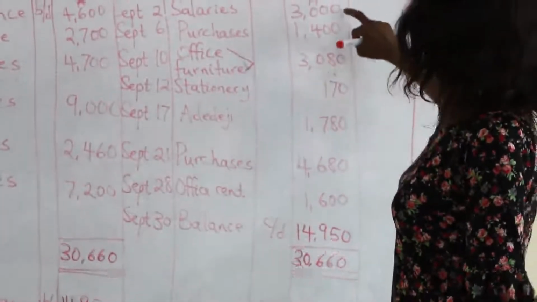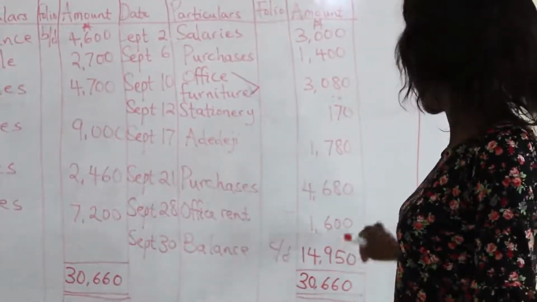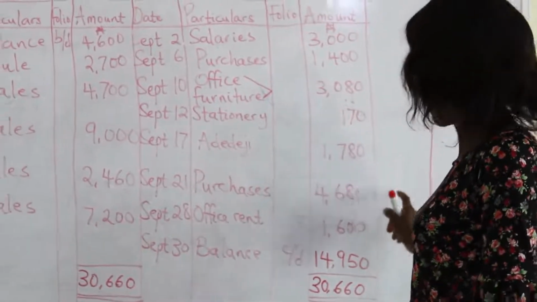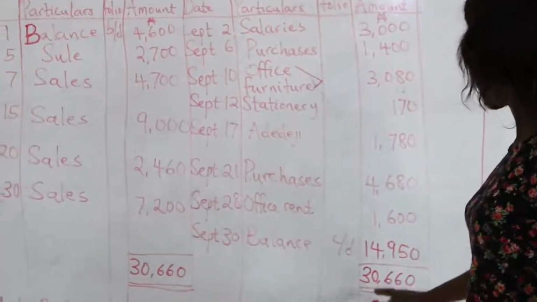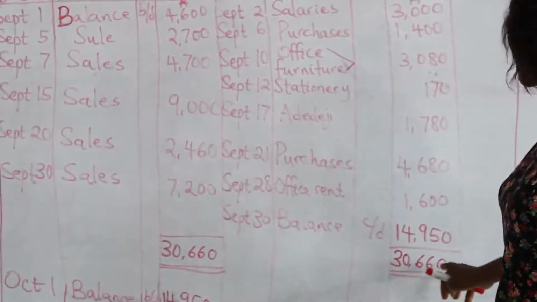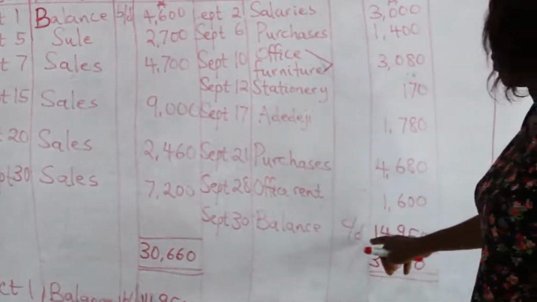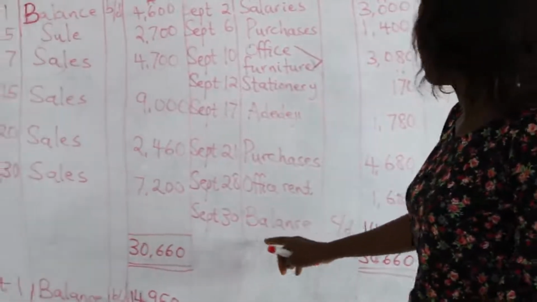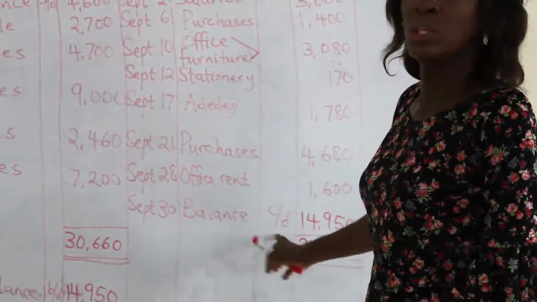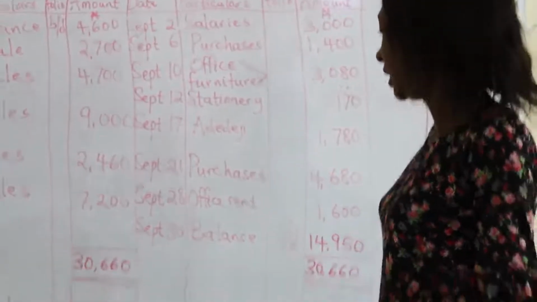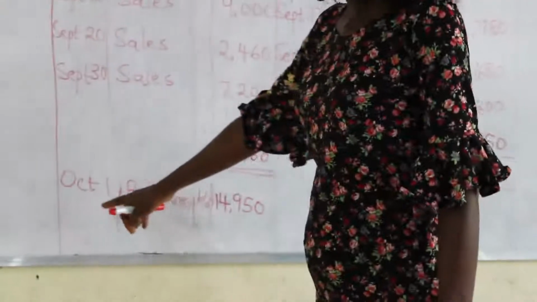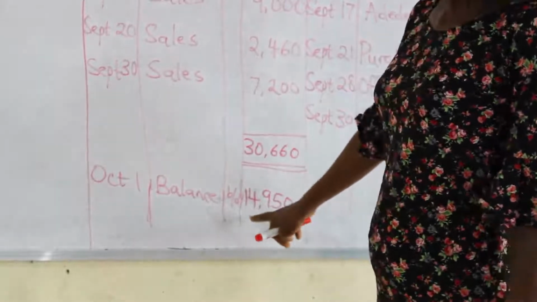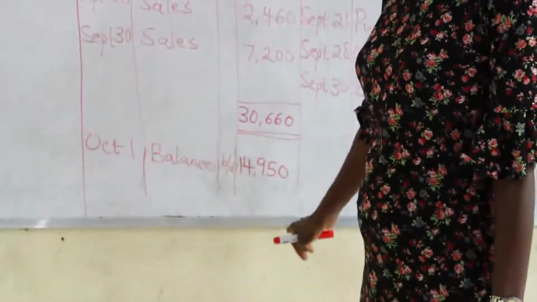So I added up all the figures on the credit side of the cash book, the total being 15,710 naira, and I then subtracted it from 30,660 naira to give me a balancing figure of 14,950, which I entered here as my balance carried down to the month of October 2016. So looking down, we find that on October 1st, my balance brought down here was 14,950 naira.